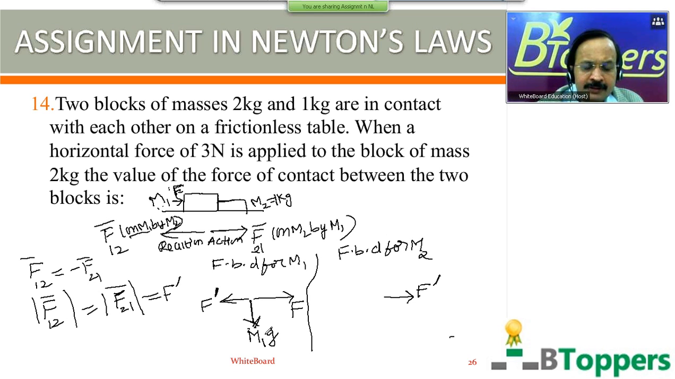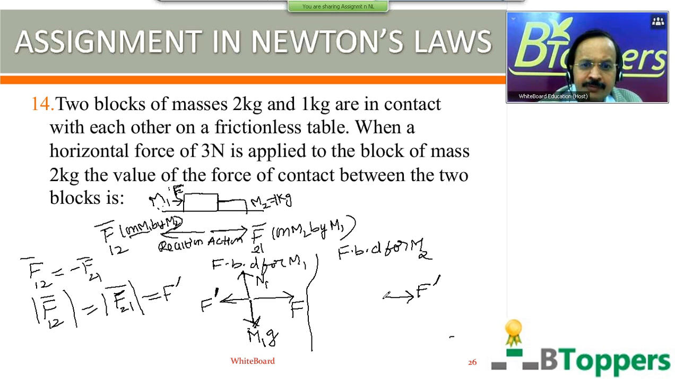So the weight of the first block has magnitude M1G, which acts vertically downwards, which is the gravitational force on M1 by the earth. Let N1 denote the magnitude of the normal reaction force on M1 by the surface of the table on which the blocks are resting. It acts perpendicular to the surface and is directed away from the surface of the table.